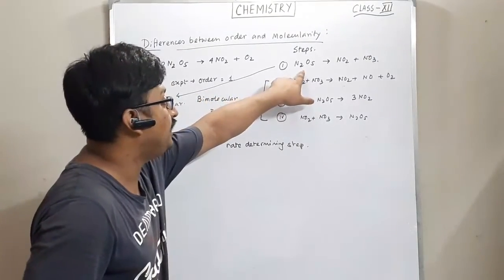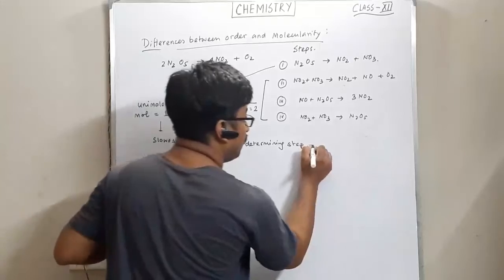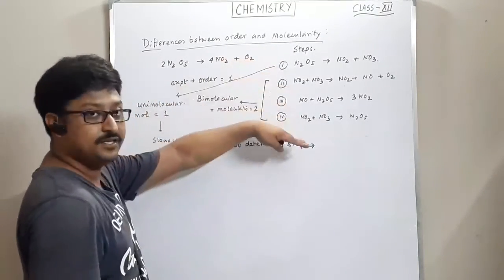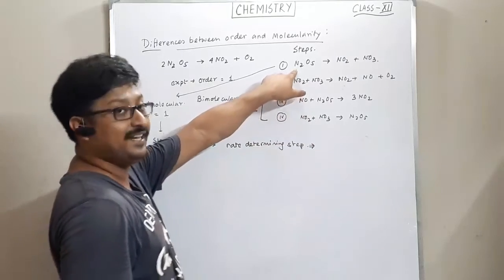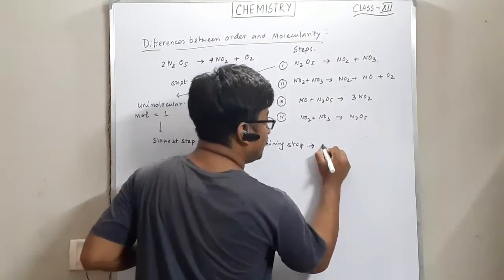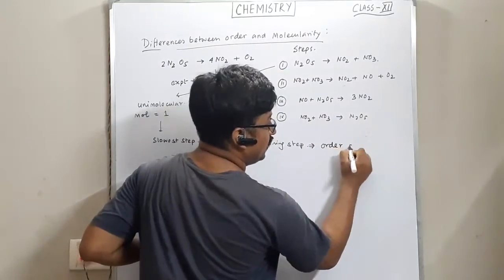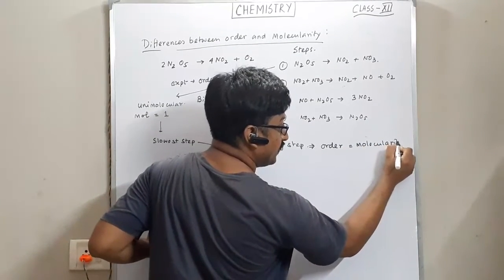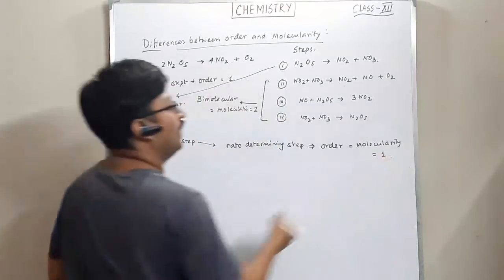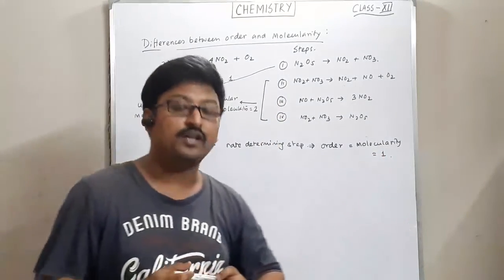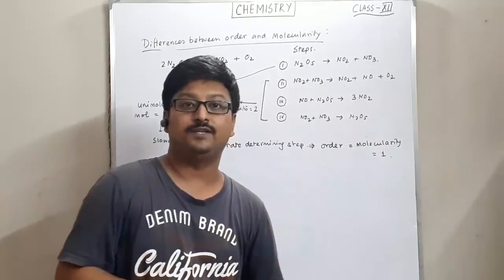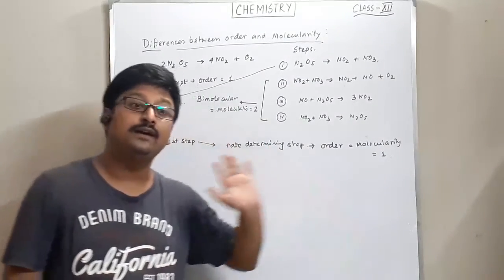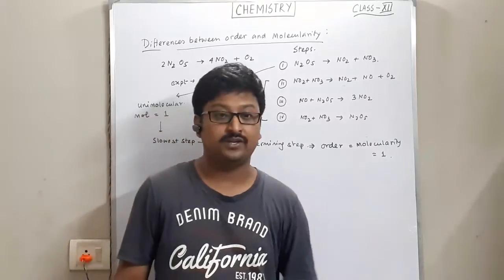And what is the molecularity? 1. So here, this is a series of elementary steps, and in the slowest, rate determining step, your order is equal to your molecularity, which is equal to 1. And that's what we were talking about in the previous point. So this is all about order, molecularity, and the rate law.